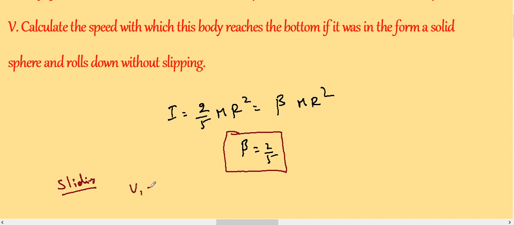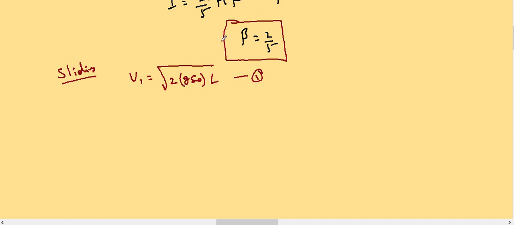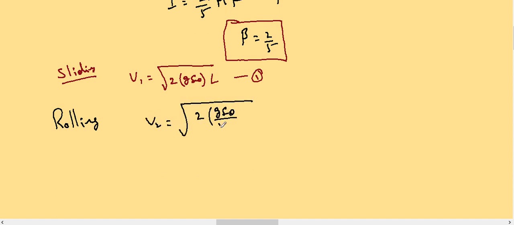Let us consider v1 equals root over 2 g sin theta into L, take it as equation 1. Now take the rolling case. Let us call the velocity v2, equals root over 2 g sin theta by 1 plus beta into L. Now if I take the ratio between v1 and v2, here root 2 g sin theta, here root 2 g sin theta is cancelled, remaining is root over 1 plus beta.